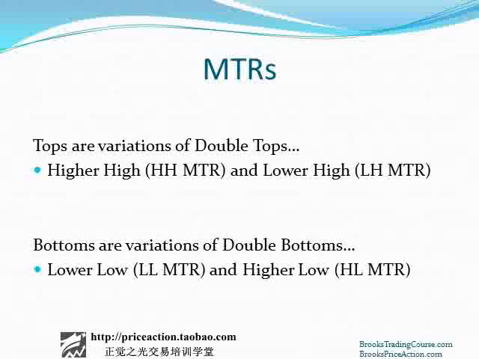Remember, all tops are variations of double tops, and that includes major trend reversal tops. A higher high and a lower high major trend reversal are just double tops where the highs don't match perfectly. All bottoms are variations of double bottoms. A lower low major trend reversal, a higher low major trend reversal, a double bottom major trend reversal, they're all variations of the same underlying fundamental process. There's a trend, the market bounces, the market comes down and tests the trend, and sometimes, most of the time, the test is not exactly at the same level as the first push down.